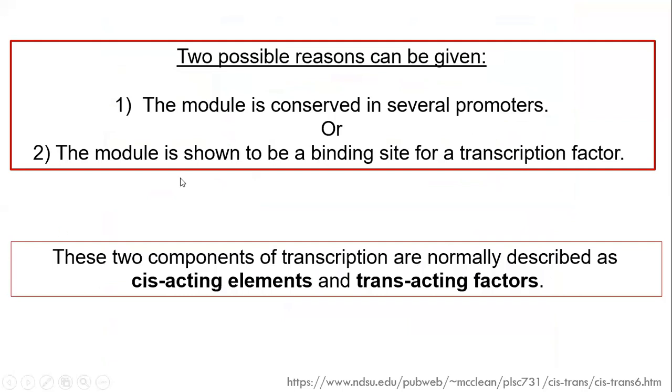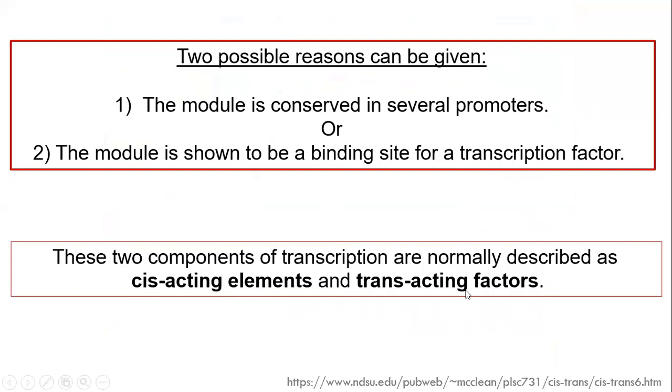So that's why the promoter elements of a given gene or gene sequence have been divided into two modules. One is a module that is conserved in several promoters and shown to be binding for a specific transcription factor. The sequence conserved in a specific promoter is called a cis-acting element in the given DNA, and the transcription factors that bind to specific sequences and regulate the gene expression are called trans-acting factors.